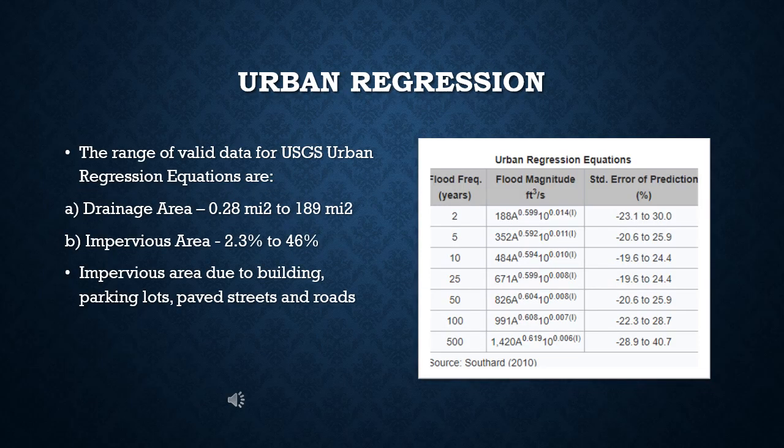Urban regression equation is a function of drainage area and impervious area. The drainage area range is from 0.28 square mile to 189 square miles, and the impervious area is in percent. It's from 0.23% to 46%.